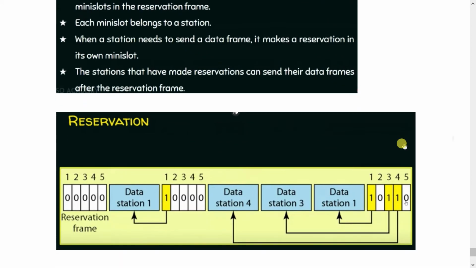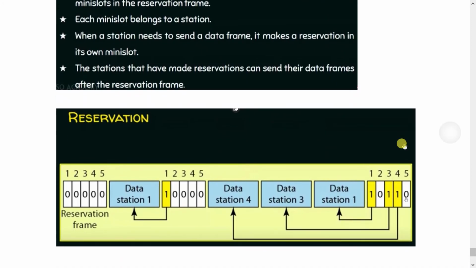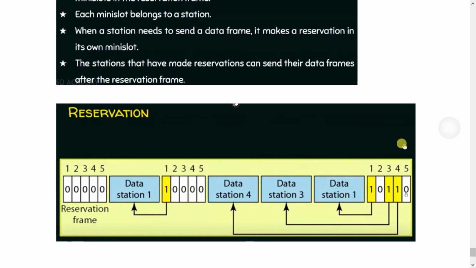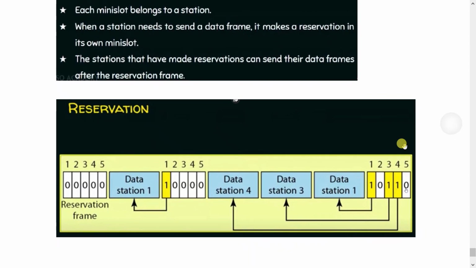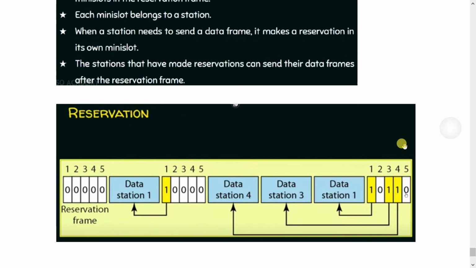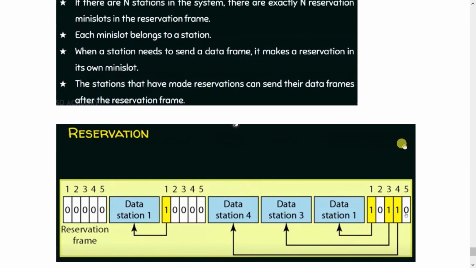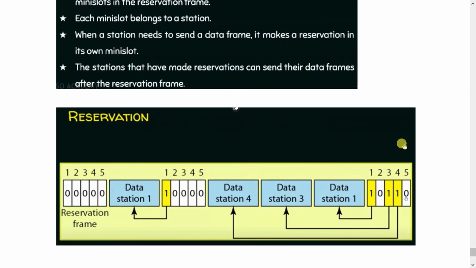And this is the diagram that shows the procedure of reservation in controlled multi-access protocol. The stations that have made reservations can send their data frames after the reservation frame. So you have here the reservation frame. There is a frame, think of it like this, a frame dedicated just for reservation purposes. And depending on the number of stations that you have in your network that they are allowed to transmit, you have number of slots inside the reservation frame. If you have 5 stations, you have 5 mini slots in the reservation frame.